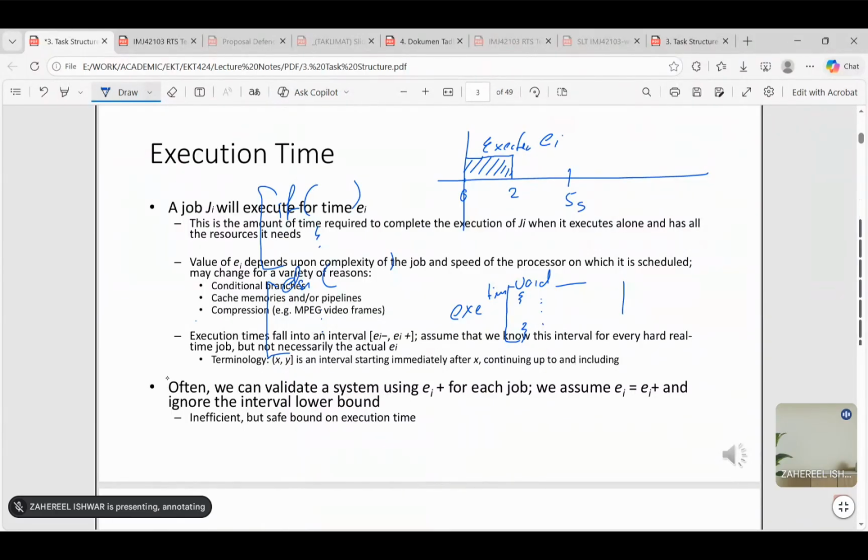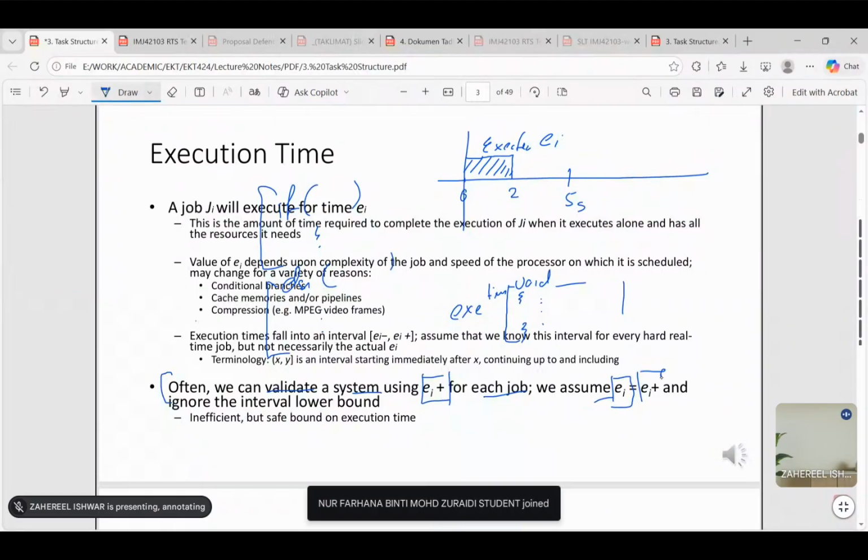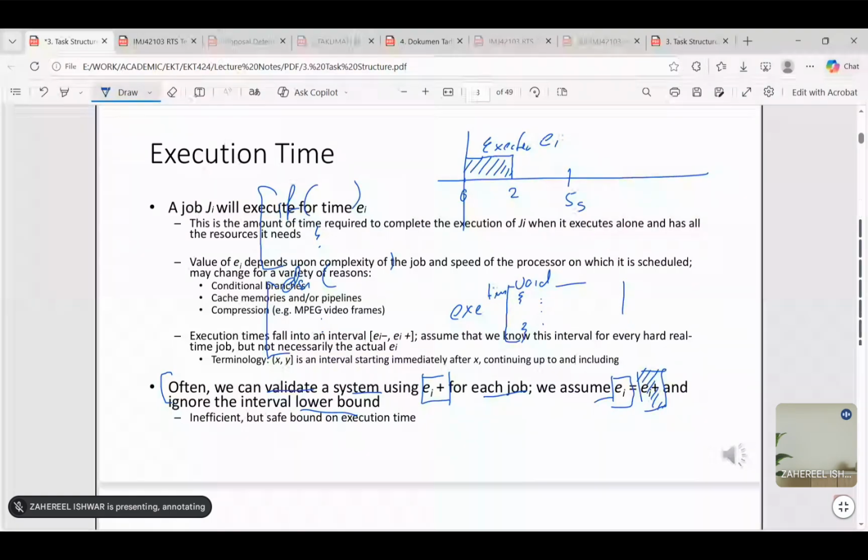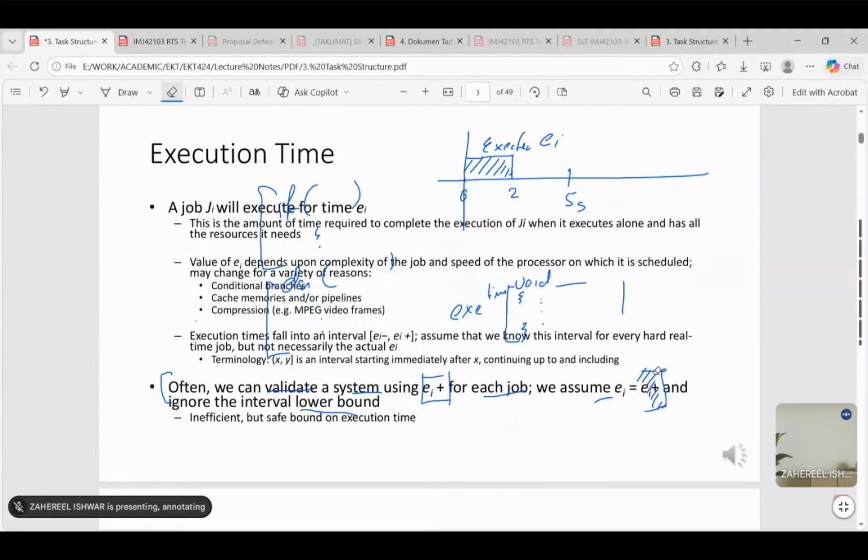And then here it says, often we can validate a system using E sub I plus for each job. We assume E sub I plus is the upper bound, not the lower bound, and ignore the interval lower bound. What's your understanding about this? Why do we take E sub I plus, not E sub I minus, as the execution time? Hello?